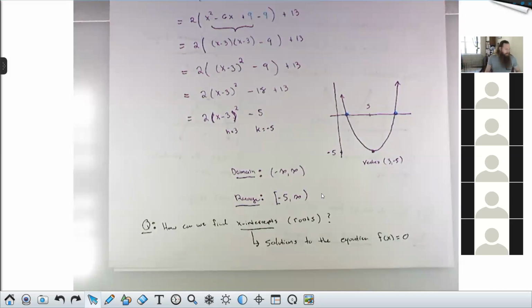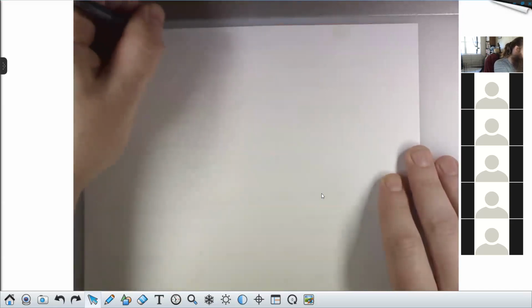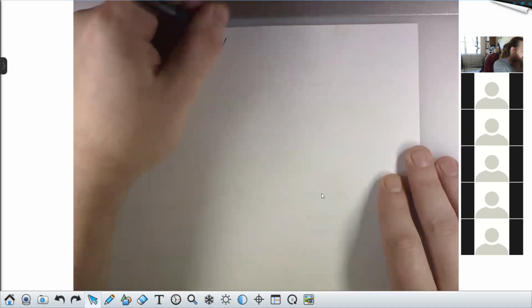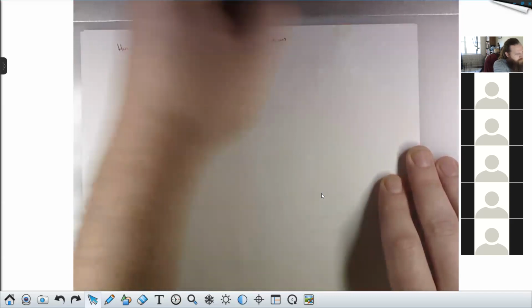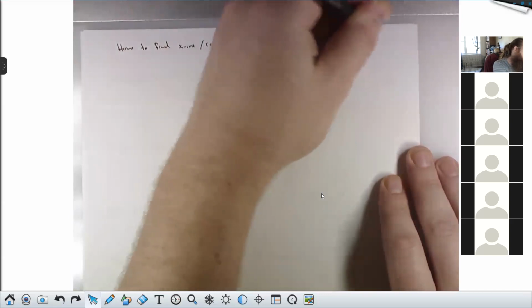All right. So yeah, it's true that we find them by setting the thing equal to 0 and trying to solve, but then solving that equation can be a little bit tricky. There's two main approaches. I'm sure you're familiar with these. So how do we find x-intercepts? Roots, zeros, solutions to x squared plus bx plus c equals 0.